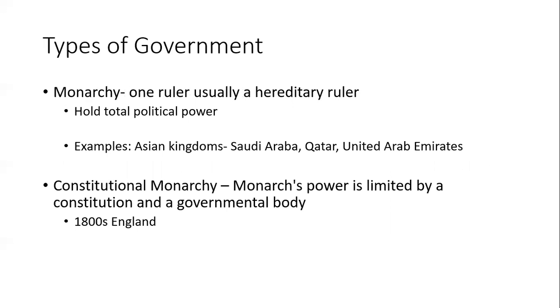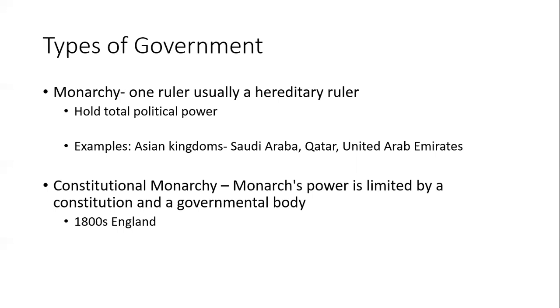So we have representative democracy, we have direct democracy. You also have monarchy, which is just the rule of one person, typically a king or a queen, that inherits that ruling from heredity. Typically, they hold total political power. Examples of monarchy in today's world are few and far between, but you have some in some of the Asian kingdoms like Saudi Arabia or Qatar.